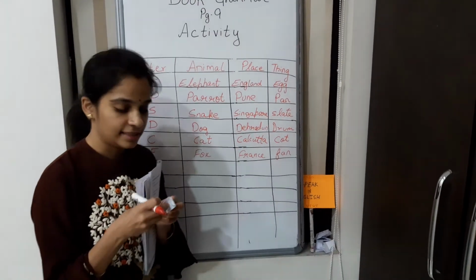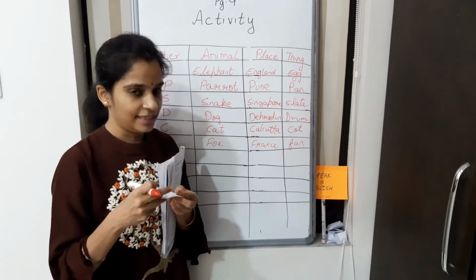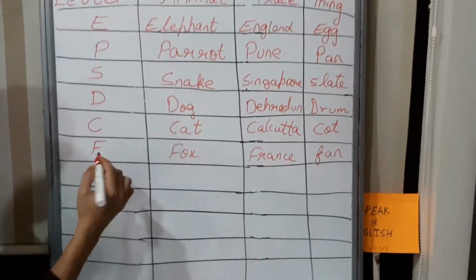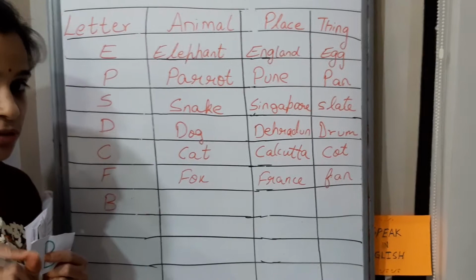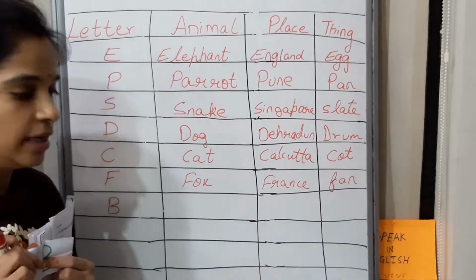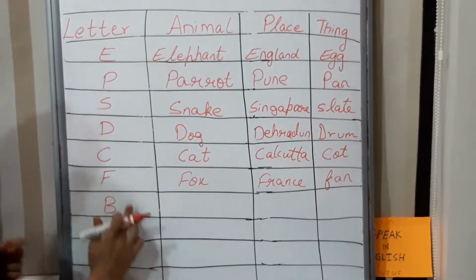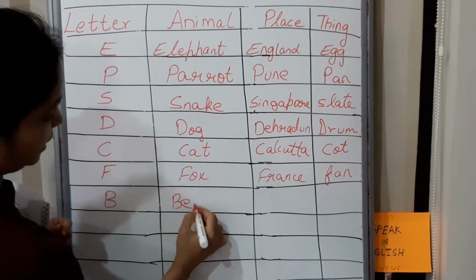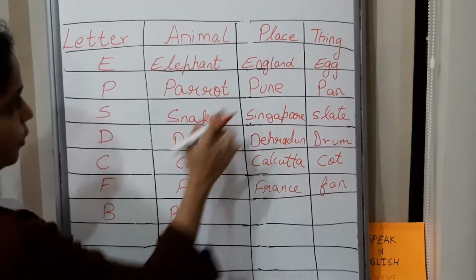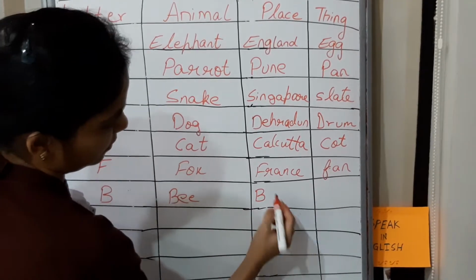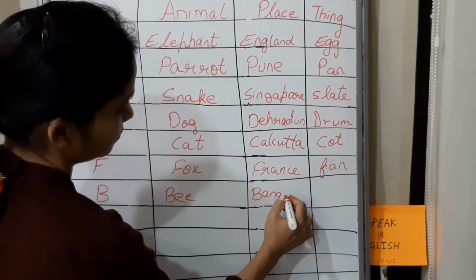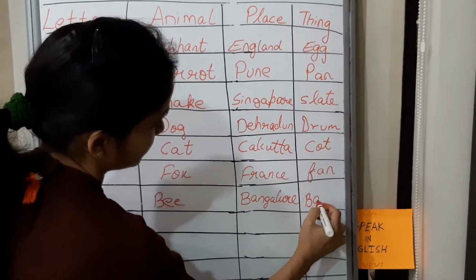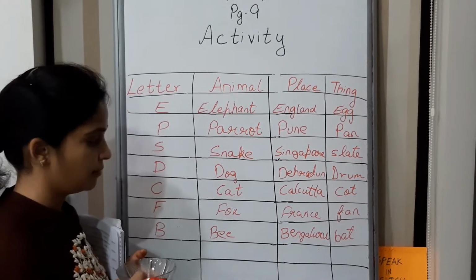Let's see the next. Here is the next letter. B. I am writing here B. First thing you have to do is pause the video, write your answers, and then see mine. I am also playing with you. From B, animal, it can be bee, you can write B-double E. From B, place, Bangalore. From B, thing, bat. And the next letter.